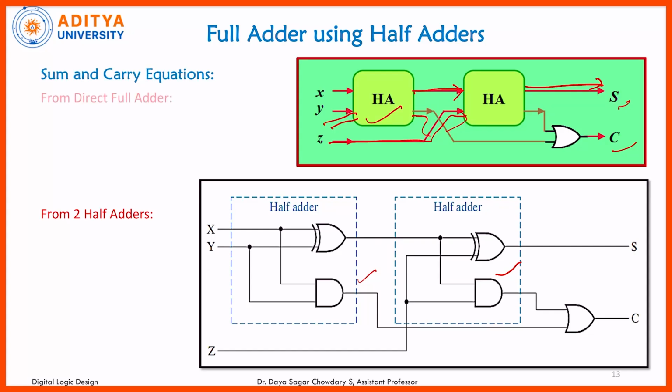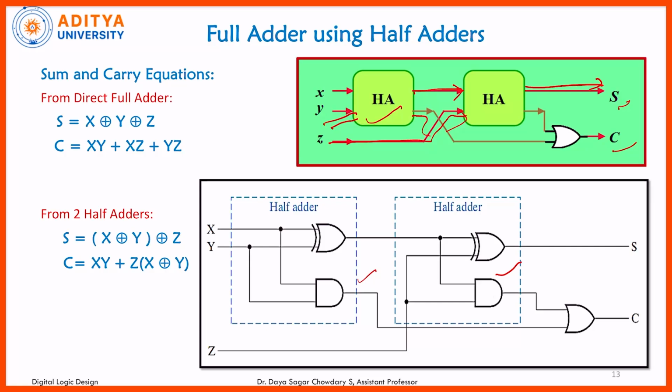So this is a simple construction, using two half adders to construct a full adder circuit. These are again the same equations, nothing else. Sum is x XOR y XOR z, and carry c is equal to xy plus xz plus yz. If we combine these two block diagrams, it looks like x XOR y XOR z. We have to keep that in brackets, and finally we will get the output.